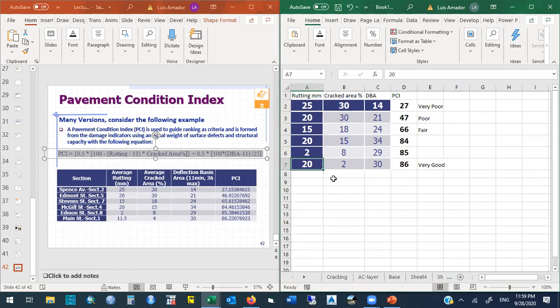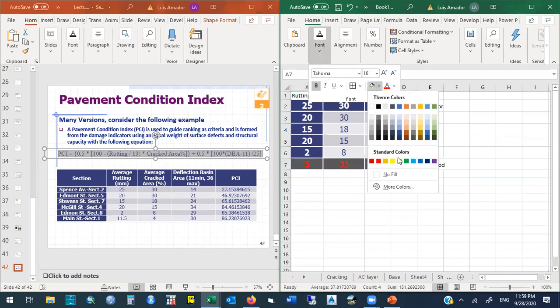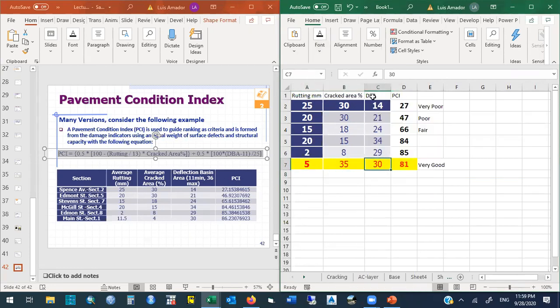You see? Or maybe my rutting is very good, 5, I have very little. And I have 35% of the area cracked. But the pavement is strong and it still shows a high value. Do you see the problem, guys? It is only when the deflection basin area goes down that the value will go down. So if the deflection basin goes to 18, the value will go down.